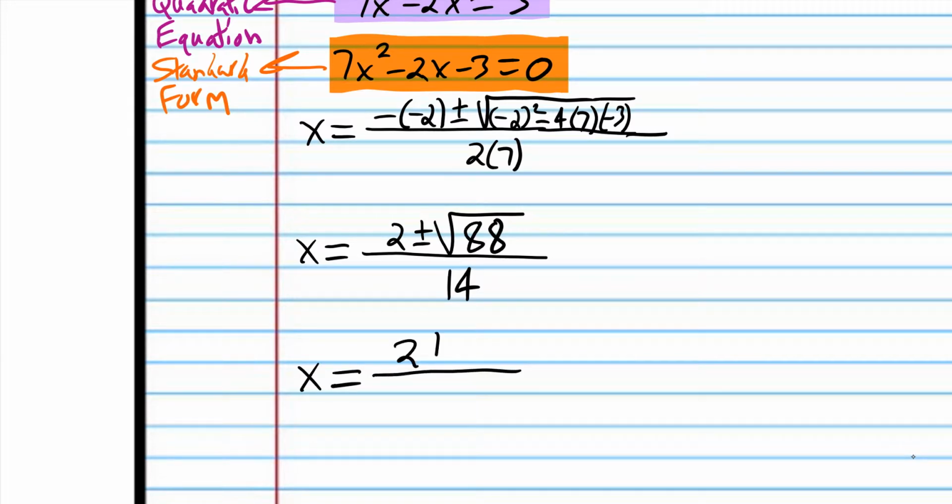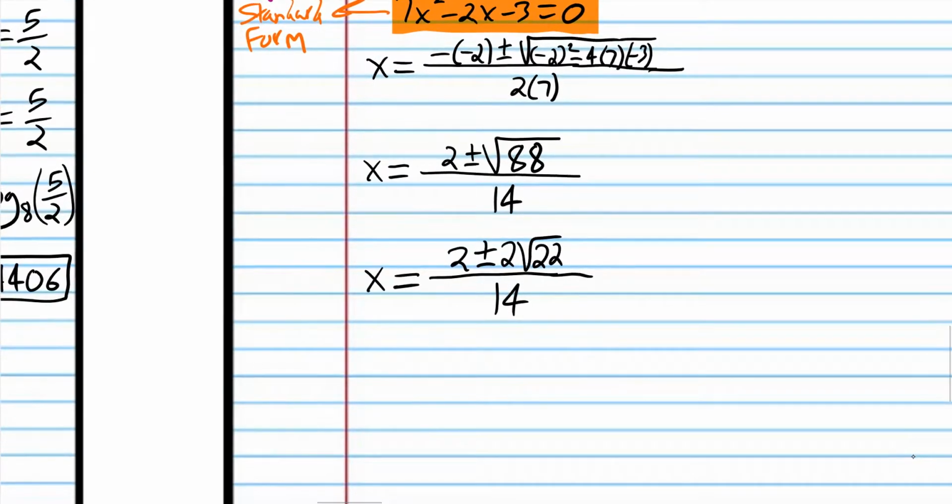So 88 is 4 times 22. The 4 comes out as a 2. 22 stays in. Again, you can just use a factor tree if you're not sure about that. Now, notice that there are 2's in each term, so we can divide both sides by 2, and we get 1 plus or minus root 22 over 7. Everything is divided by 2.